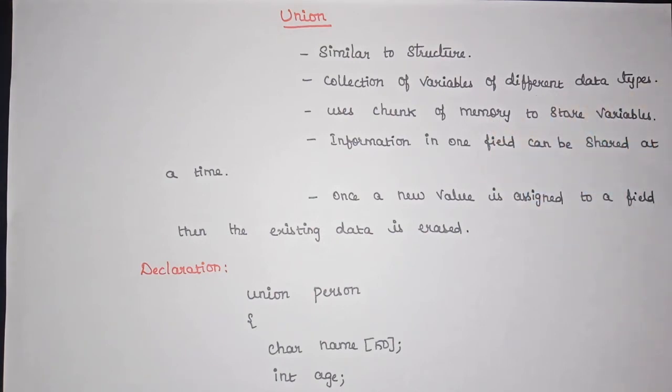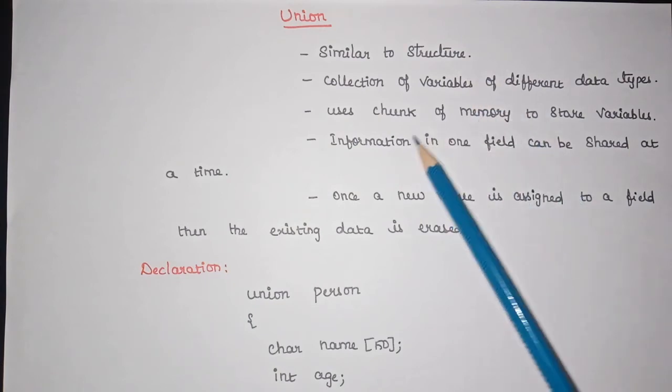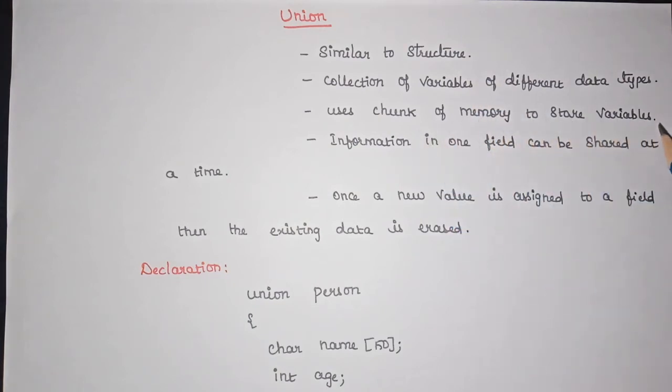Then what is the difference between union and structure? Why are we using this union concept? If it is similar to structure and it is also holding a collection of variables of different data types, then what is the difference? The difference is on the memory. The basic difference between structure and union is on the memory. Union uses a chunk of memory to store variables. There will be a chunk of memory and that memory will be used to store variables.